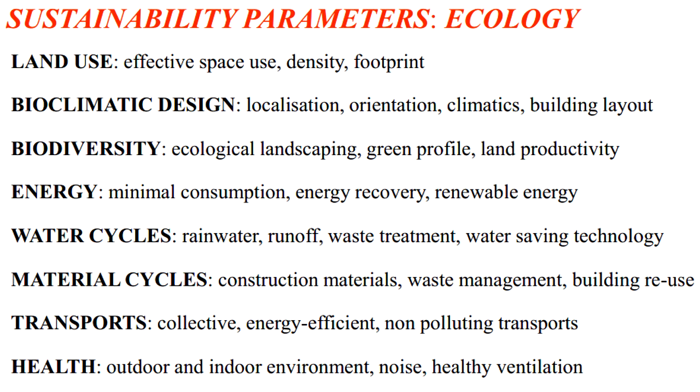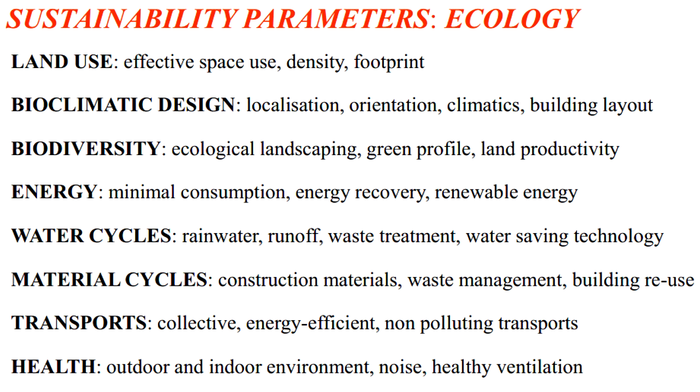Here we see the ecology area subdivided into 8 sustainability parameters for a building project. Land use, bioclimatic design, biodiversity, energy, water cycles, material cycles, transports, and health are the 8 sectors. As can be seen, each parameter includes several items. For example, land use includes effective space use, density, and footprint. Bioclimatic design includes localization, orientation, climatics, and building layout.